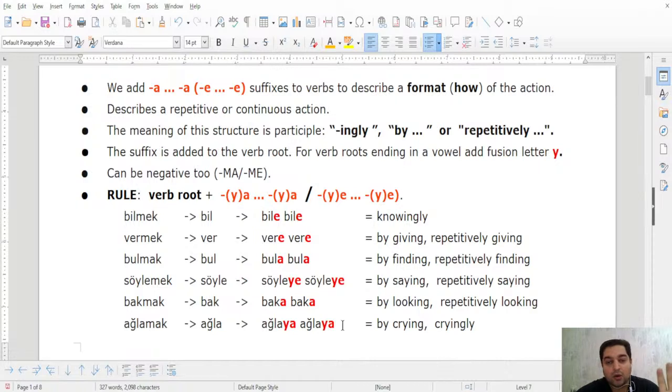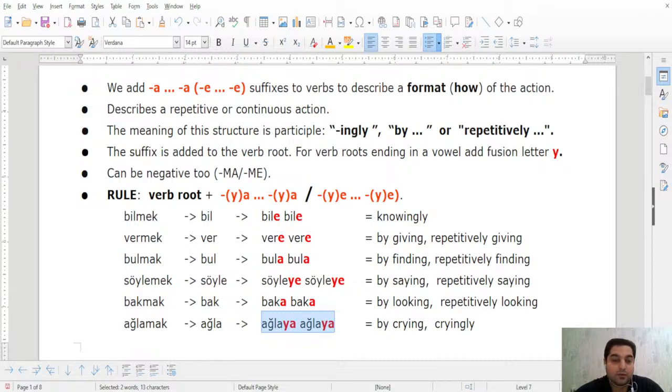Ağlaya ağlaya odadan çıktım. Odadan is the ablative case, right? It gets the dan ending. So ağlaya ağlaya odadan çıktım. I left the room crying. That's basically how you can translate it.